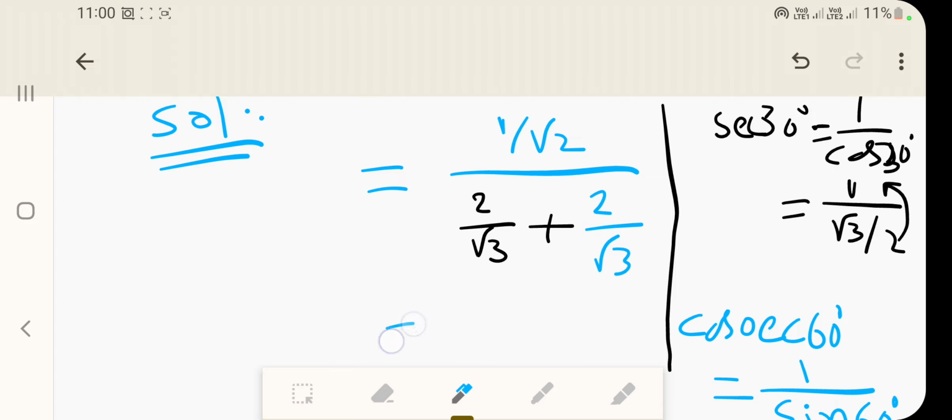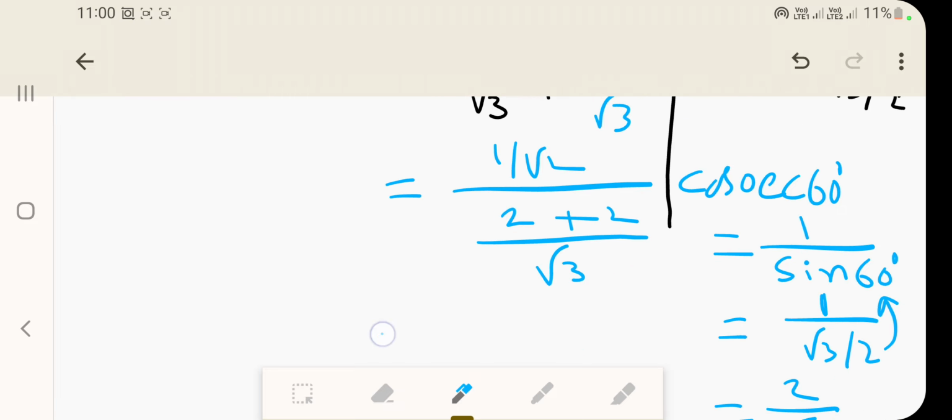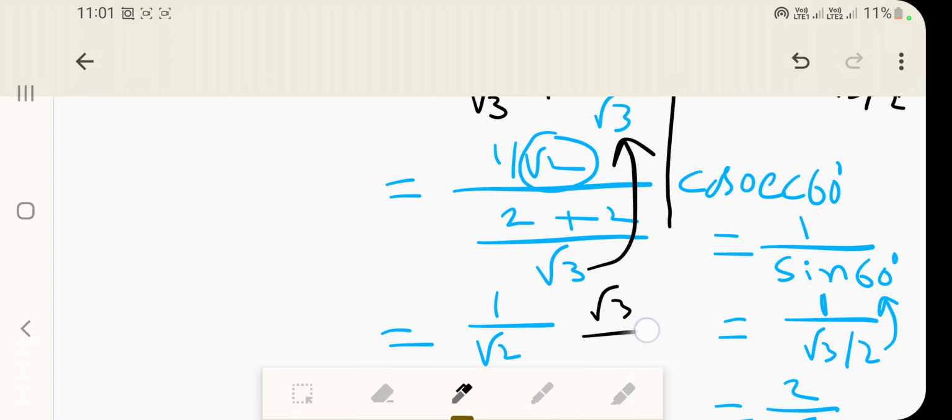So here we got 1 by root 2 whole divided by, you have to take the LCM here, that is root 3 is the LCM. So when we take root 3 as LCM, this is root 3, this is root 3, both will get cancelled individually. First we take this root 3. So we get 2 plus 2, and this root 2 in the numerator will come in the denominator as 1 by root 2, and this root 3 goes into the numerator, root 3 by 4.